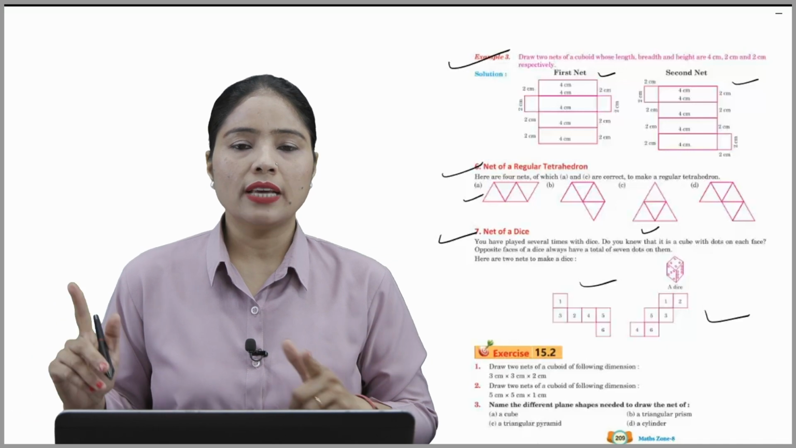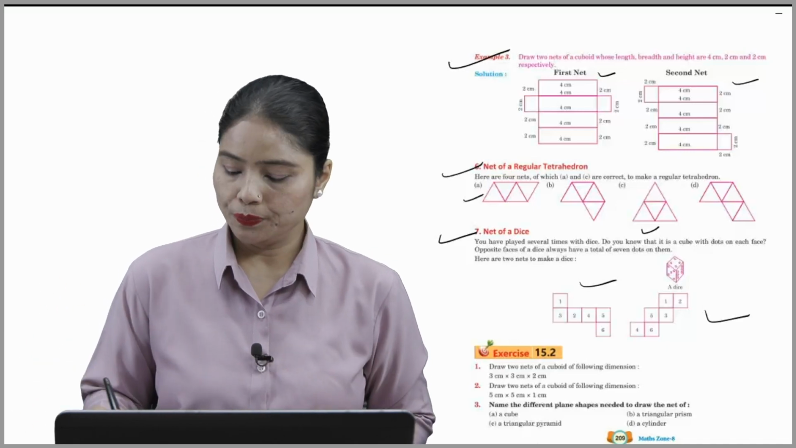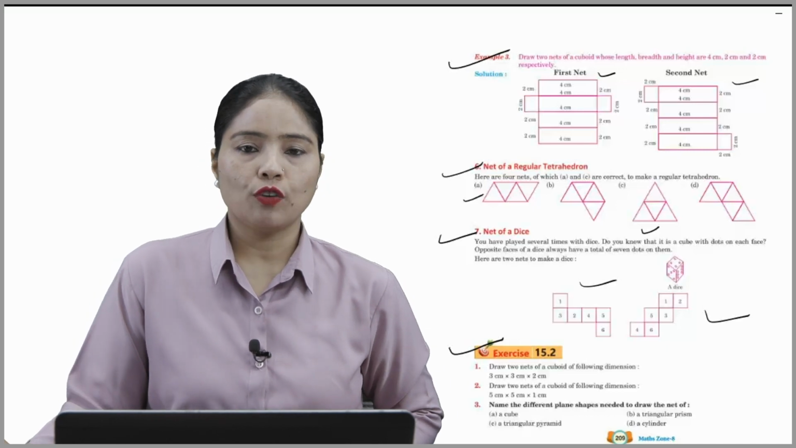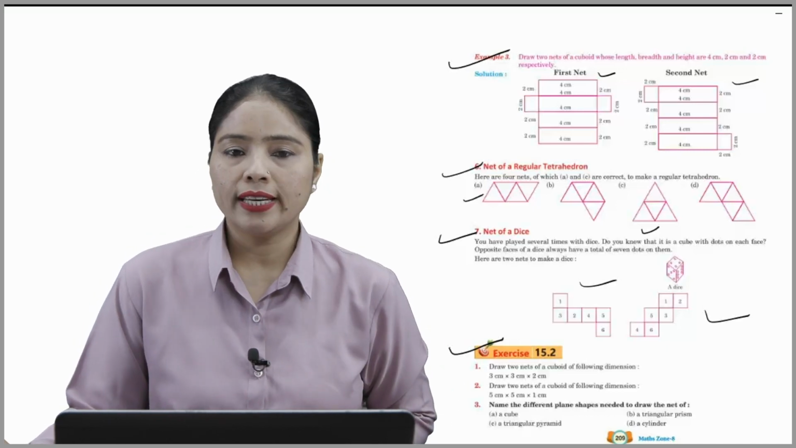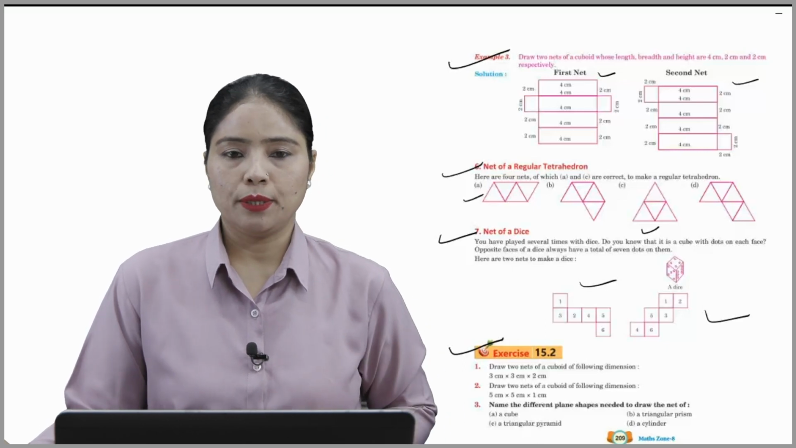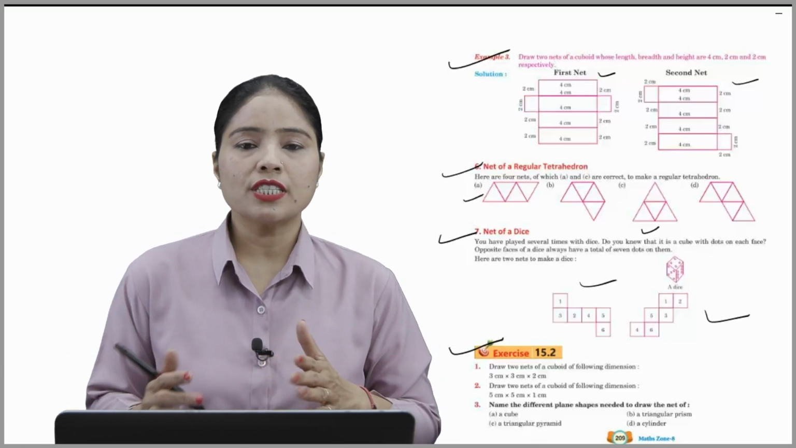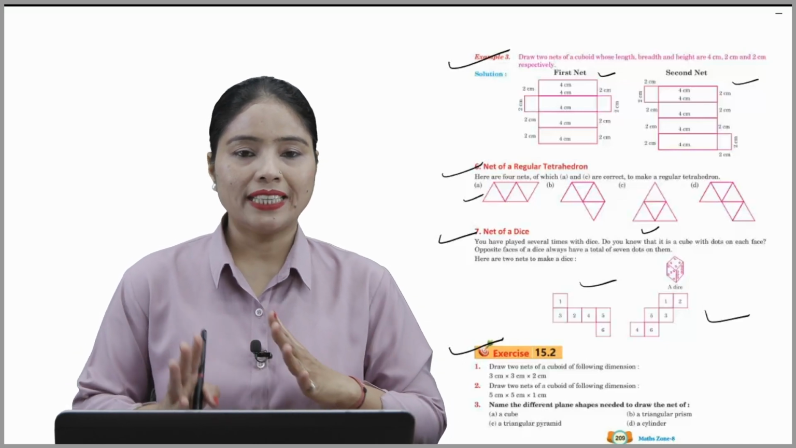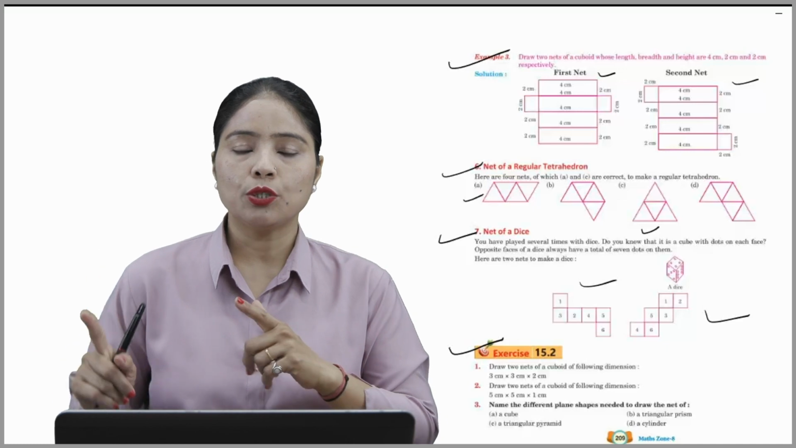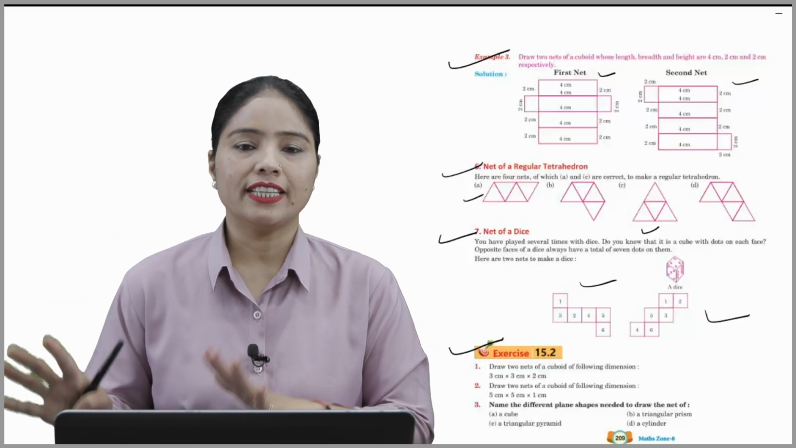So, now move on. Exercise 15.2. Draw 2 nets of a cuboid of the following dimensions. So, here it is given 3 cm, 3 cm and 2 cm. So, beta, we have to just make a diagram or make nets of a cuboid. So, for that you just need to do it in a practical way.